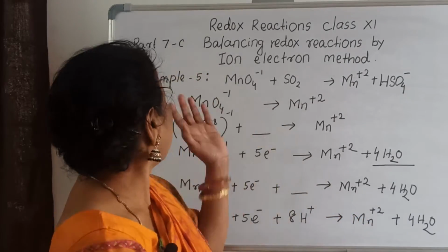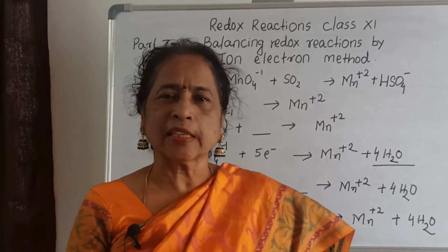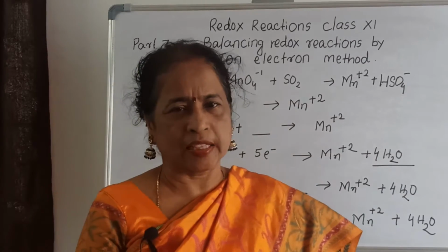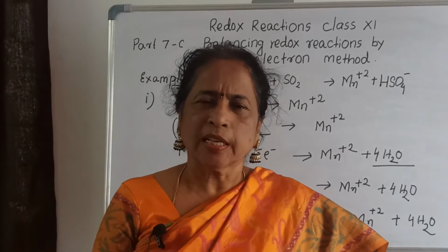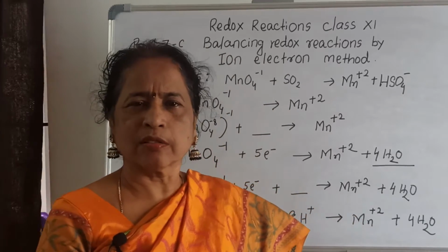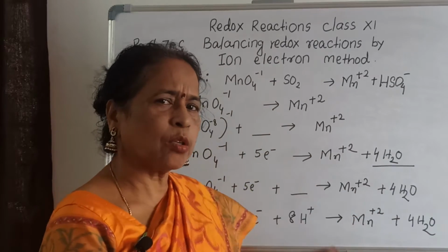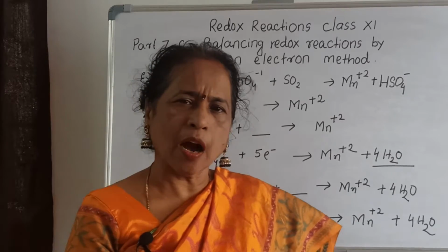Now in part 7C, I want to explain balancing redox reactions by the ion electron method with two examples. Now here, what is the ion electron method? Here ions and electrons are involved, that is why it is called the ion electron method, and this method is also called the half reaction method.